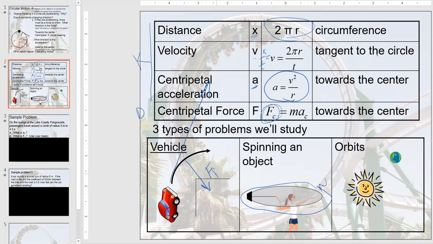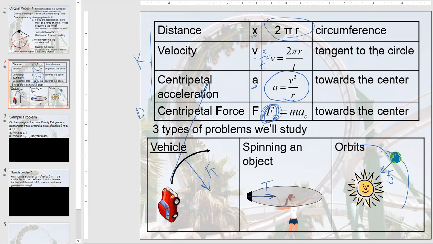If you're looking at the spinning stopper or spinning object, it's whatever the force is. Maybe this is the tension in the string as she's pulling on it to make it spin towards the center. If we're talking about orbits, like the Earth rotating around the sun, then the Earth is going to have a pull of gravity between the sun and itself. And that's the force that will go into that F equals ma. We'll talk about that in a second once we look at one of those problems.